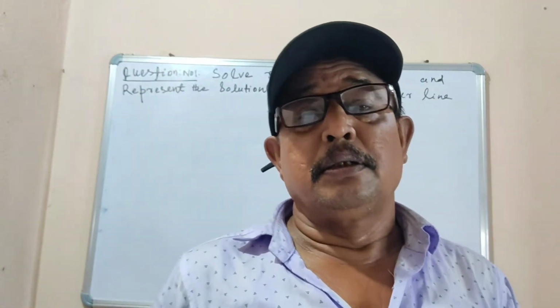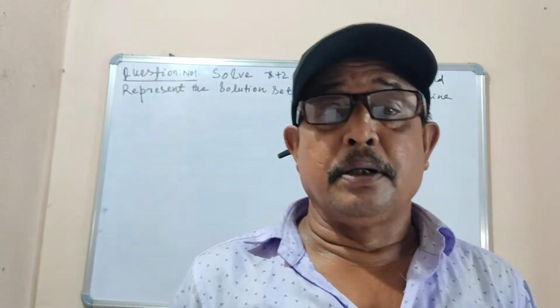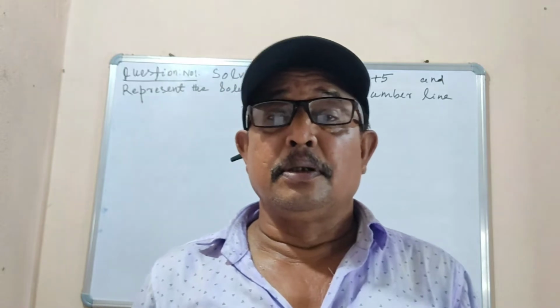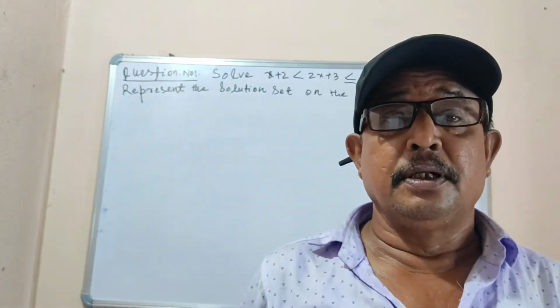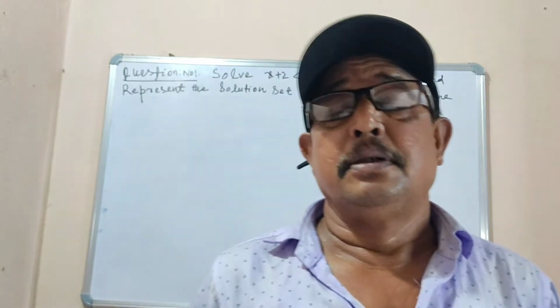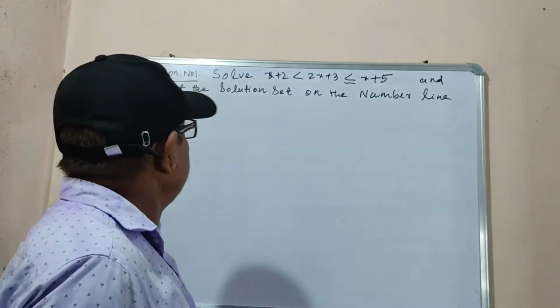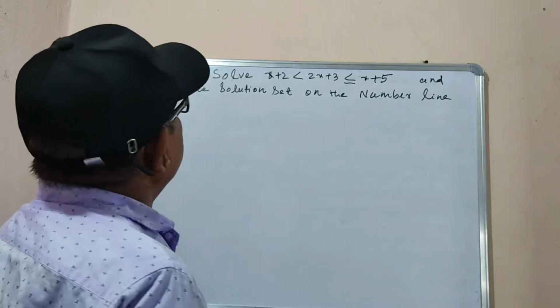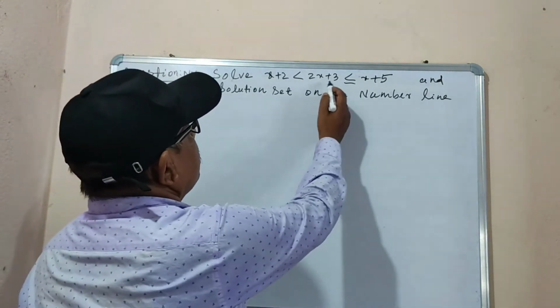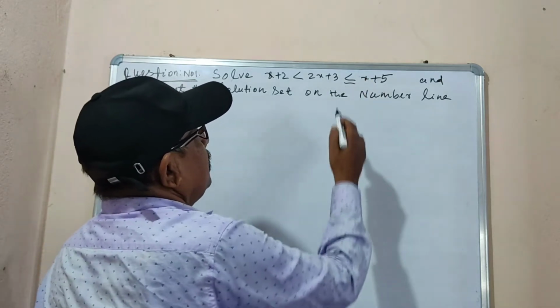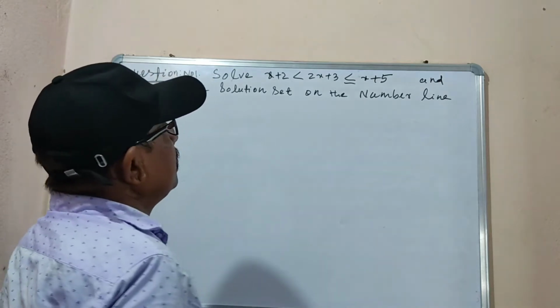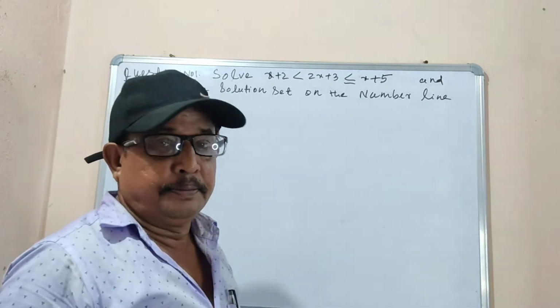In the last class, we studied the theory part of linear inequalities. Now, we study some problems related to linear inequalities. Start the problem. Question number one. Solve x plus 2 less than 2x plus 3 less than or equal to x plus 5 and represent the solution set on the number line.